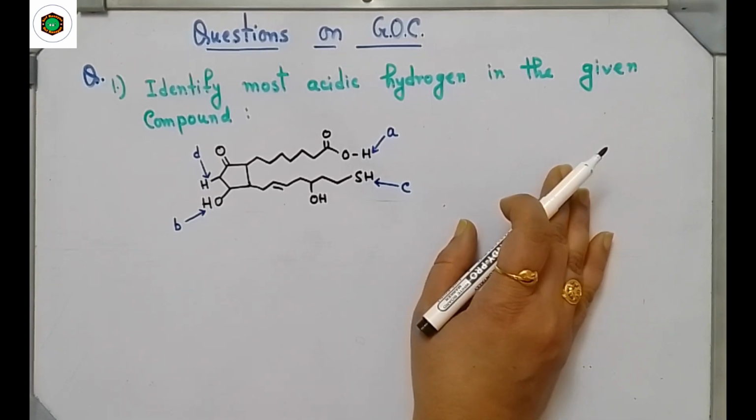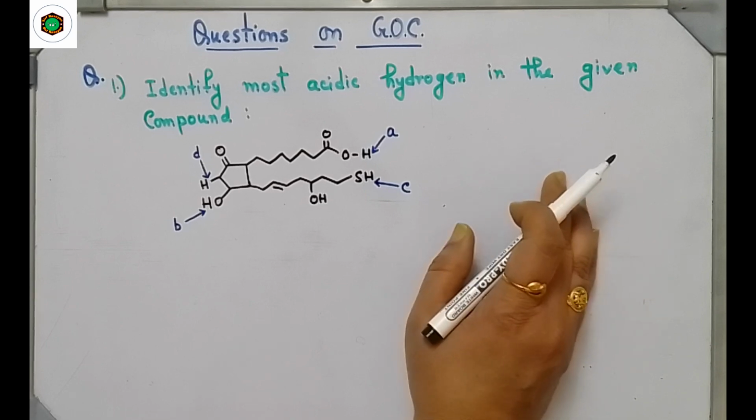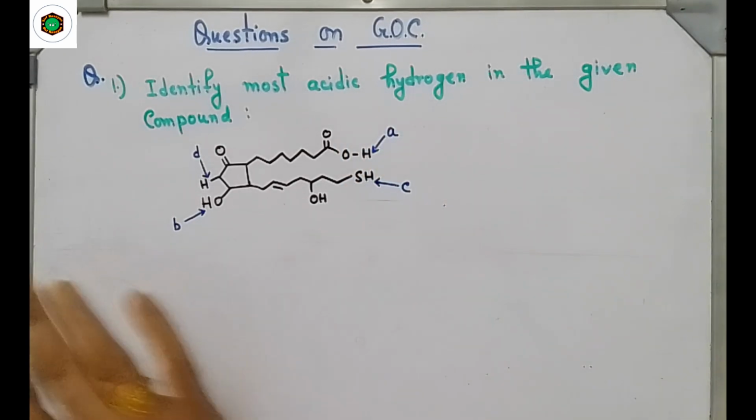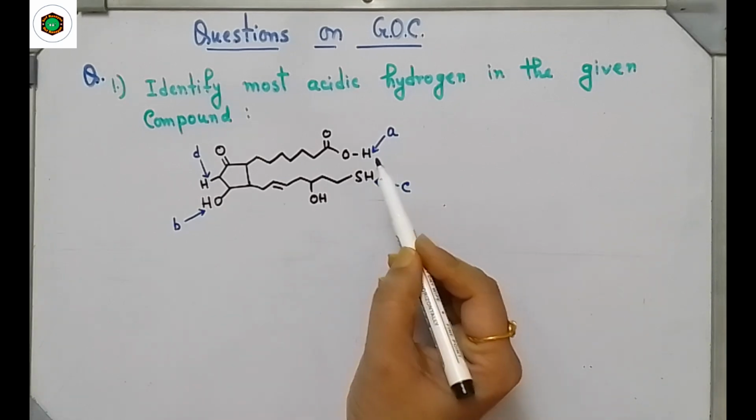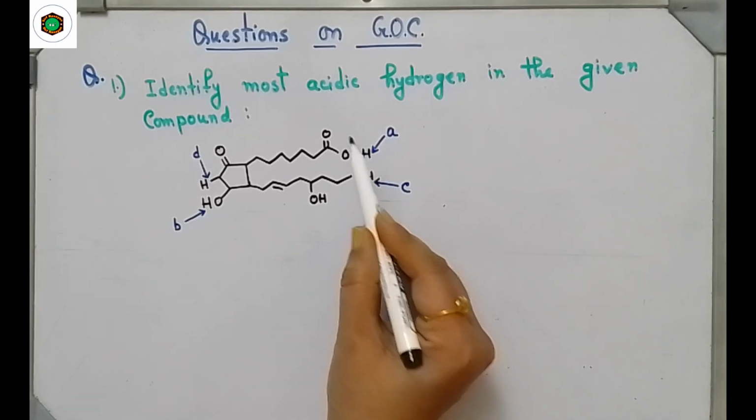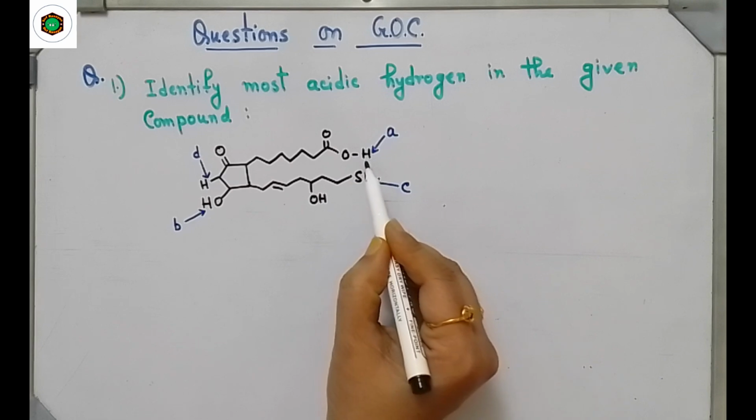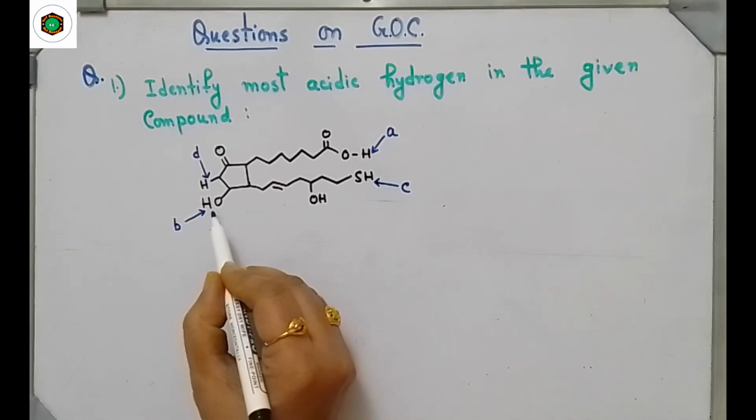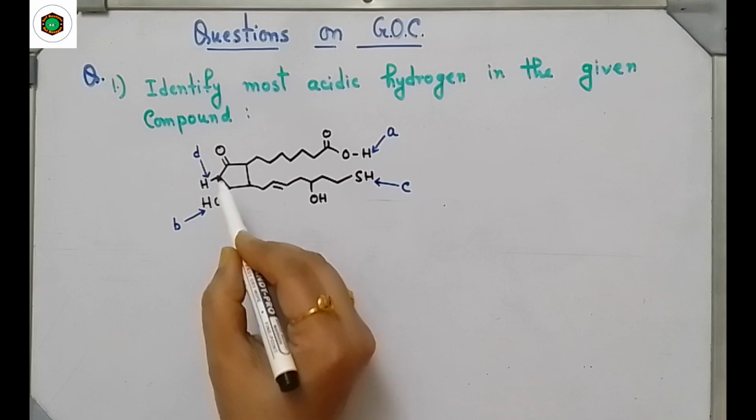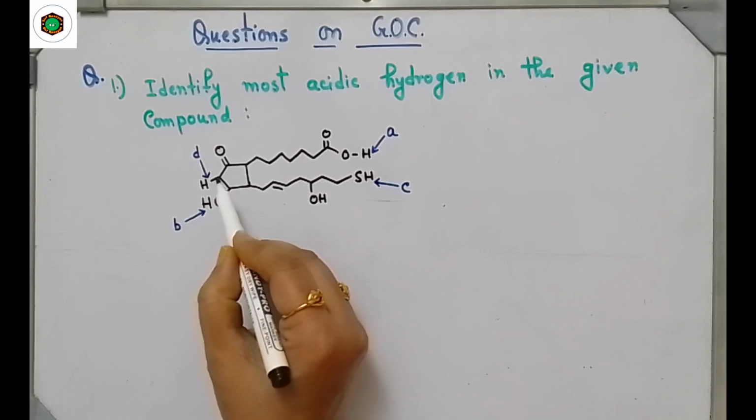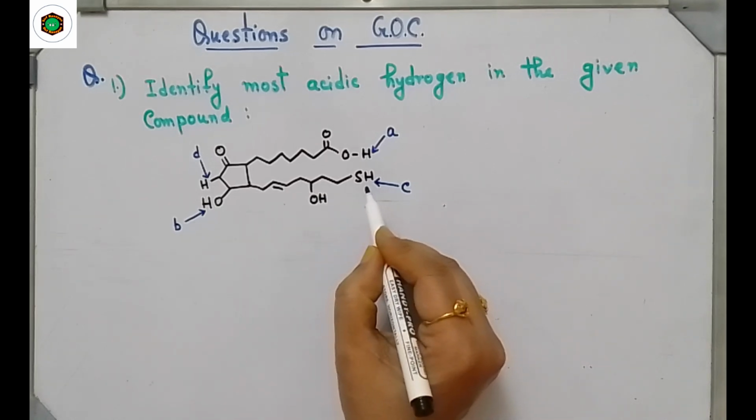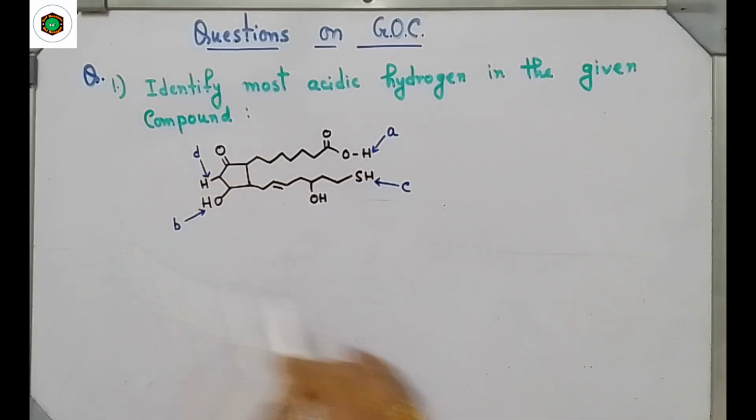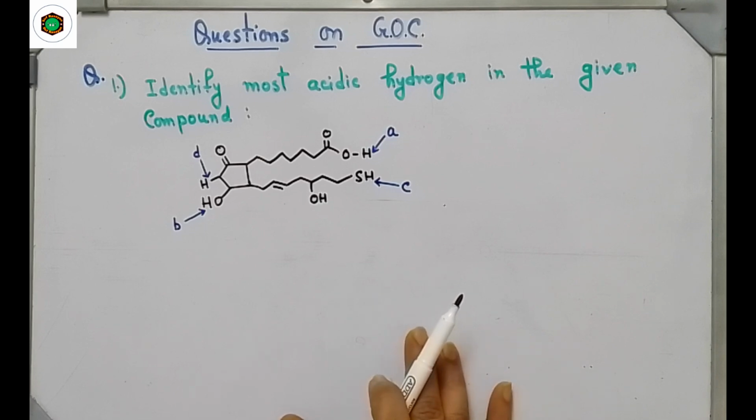In this lecture, I am going to explain some more important questions on general organic chemistry. Question number 1. Identify the most acidic hydrogen in the given compound. One compound is given. Now see, this hydrogen is here, this is a carboxylic acid. This hydrogen is the alcoholic OH, this hydrogen is at the alpha position of the CO keto group, and here a thiol is there, this hydrogen. Out of these 4 hydrogens, which is most acidic?